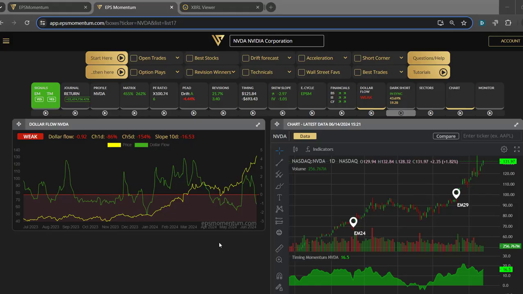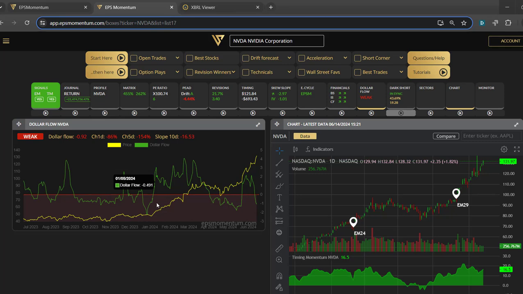Let's talk about the dollar flow widget on EPSMomentum. Here, the dollar flow, you just click on that little button, brings up the widget, and it tells you that it's weak. So what does that mean?